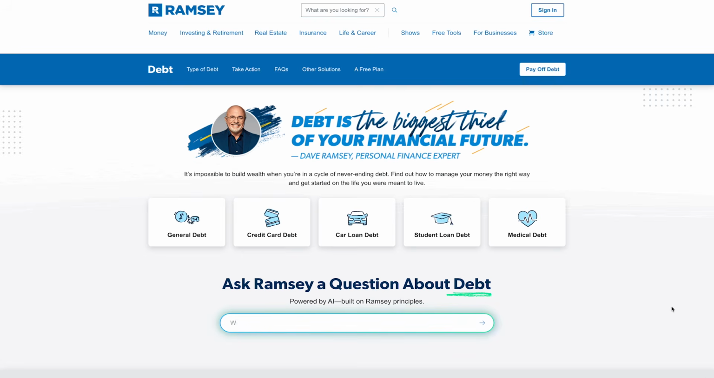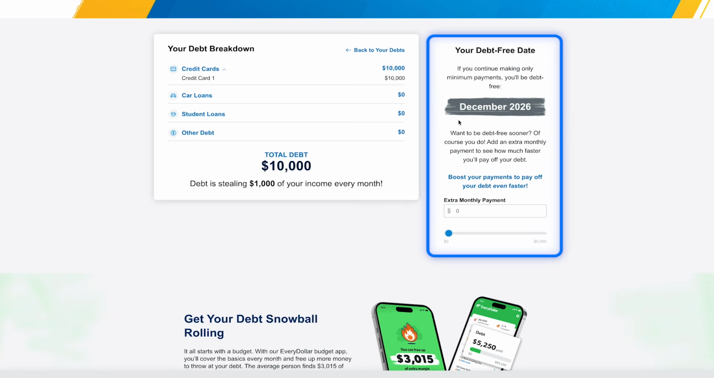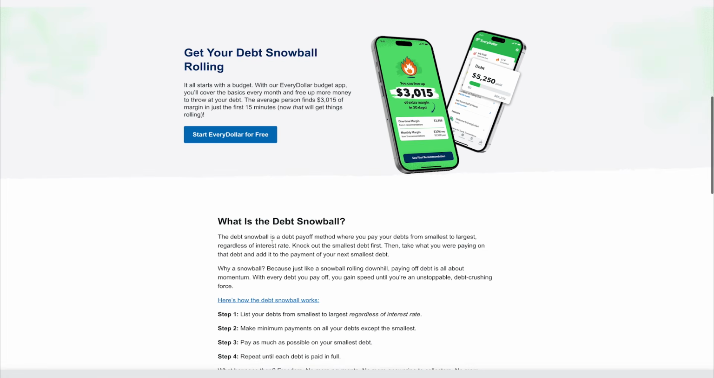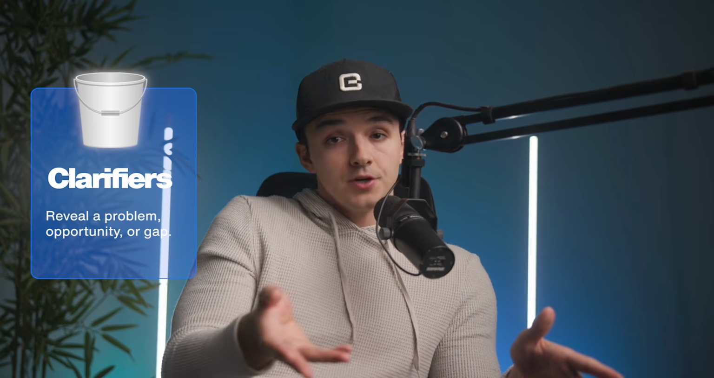Dave Ramsey does the same thing with his debt calculator. He shows people the weight of their problem, how long it will take to pay off their debt, and then a convenient pitch to his Every Dollar app to help them do just that. So that's a clarifier, right? It reveals the problem or an opportunity in concrete terms.